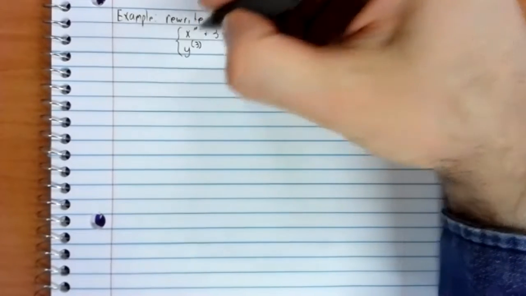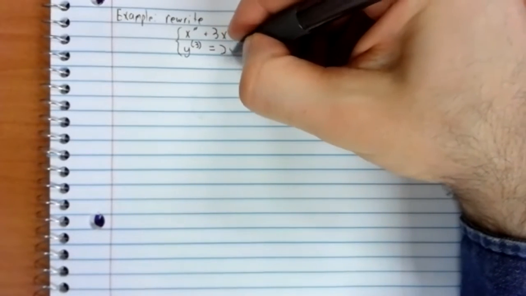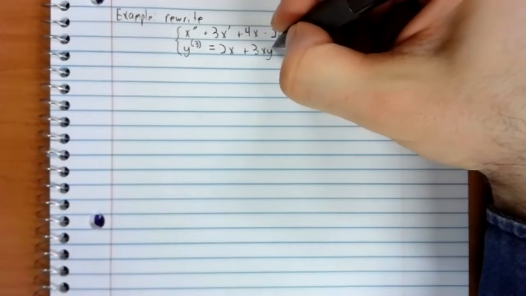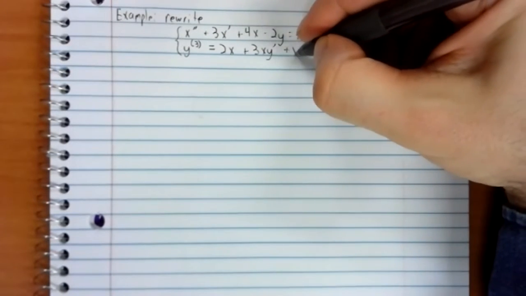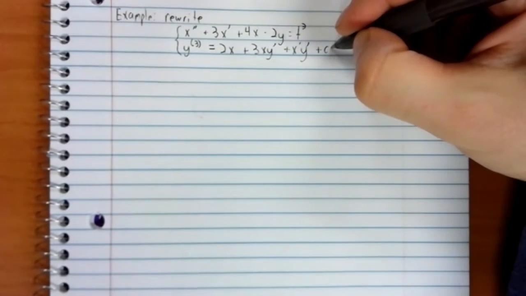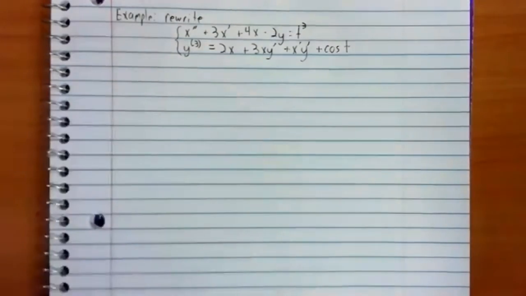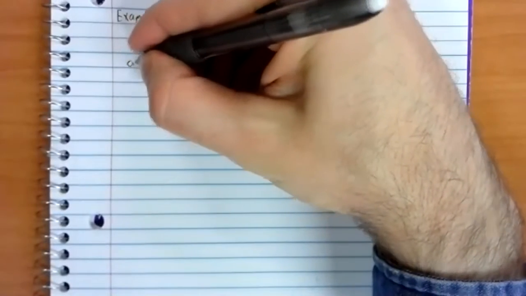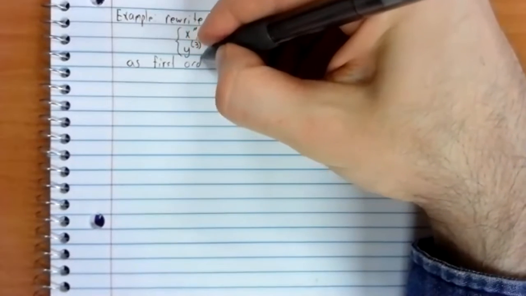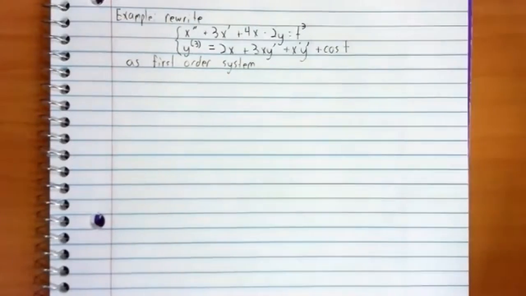Y triple prime equals 2x plus 3x y prime plus x prime y prime plus the cosine of t as a first order system.